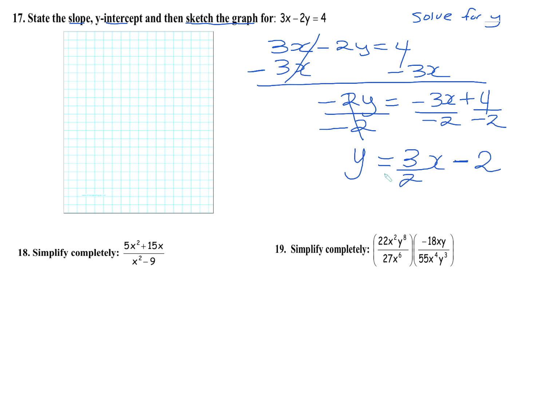Then after you've gotten this, please, they said state. Don't leave this. This is an equation. So you can say your slope equals 3 over 2. Your y-intercept is a point which is 0, negative 2. And then you have to graph.